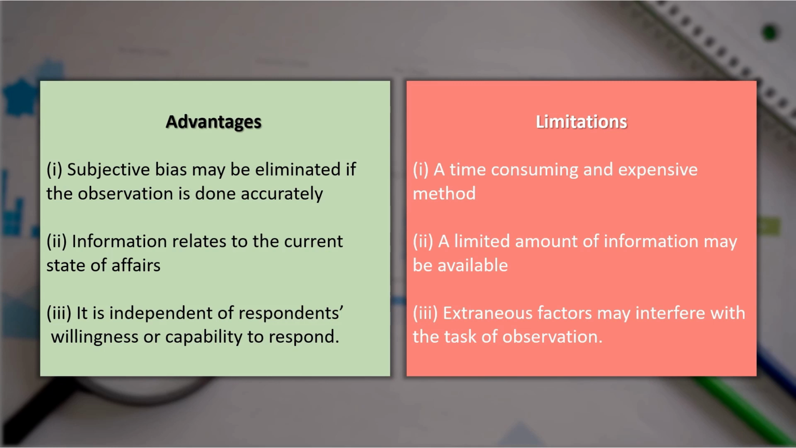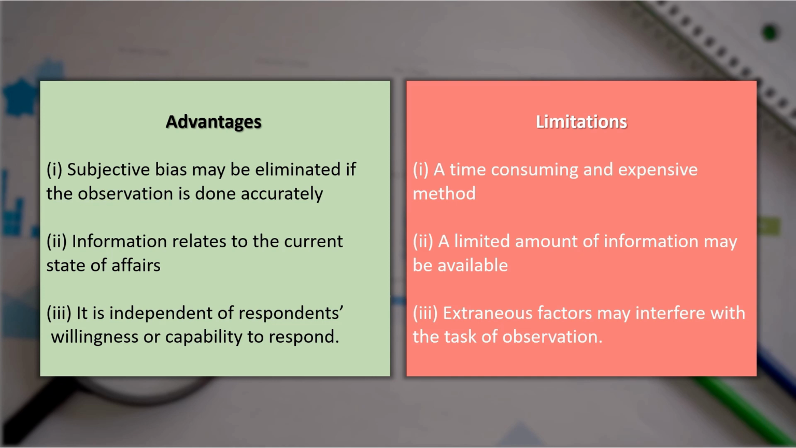Some of the advantages of the observation method are, firstly, the subjective bias may be eliminated if observation is done accurately. Secondly, the information relates to the current state of affairs. And thirdly, it is independent of the respondent's willingness or capability to respond, because it depends upon what the observer is observing.